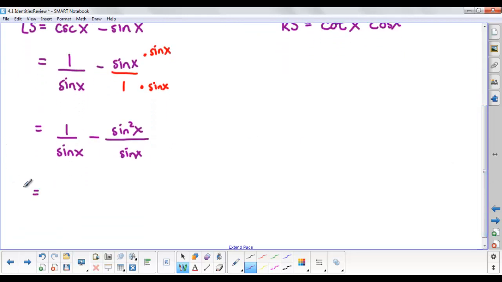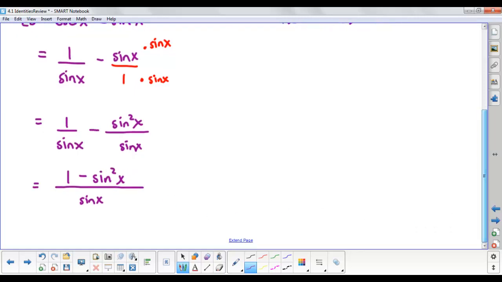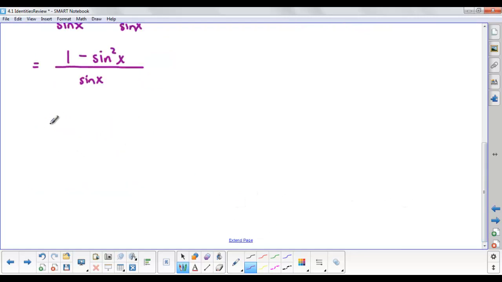I could write this as one big fraction over sine x, leaving 1 minus sine squared x. If you remember from the first slide, 1 minus sine squared x is part of the Pythagorean identity, equal to cos squared x, now over sine x. We've worked our left side to be in the simplest terms possible, cos squared x over sine x, so there's not much more we can do on that side.